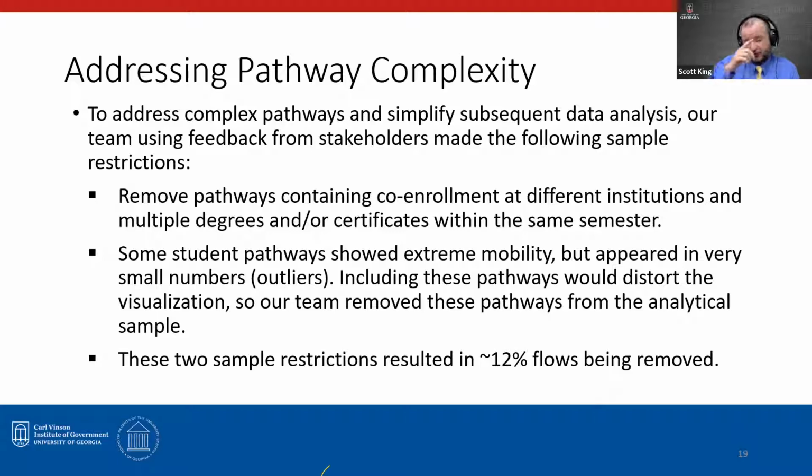Some student pathways also showed extreme mobility. We removed those as well. I think our cutoff for the current version of the application was 19 different transitions, just to give you some idea of how high the student mobility was in some of those cases. So higher than 19 transitions, students were not included, their pathways were excluded.